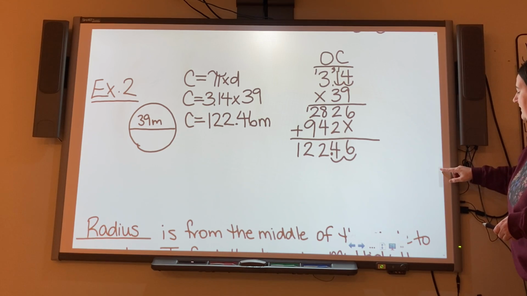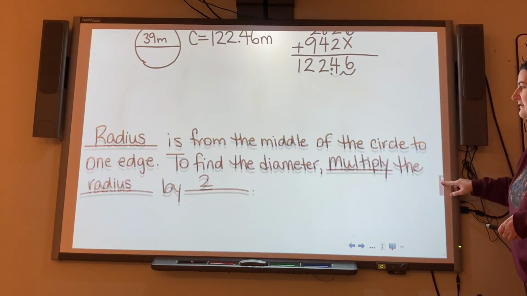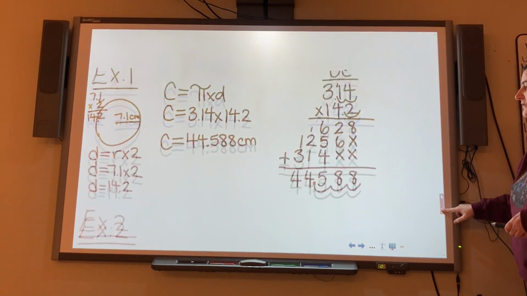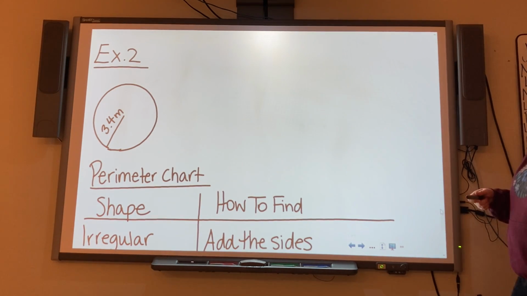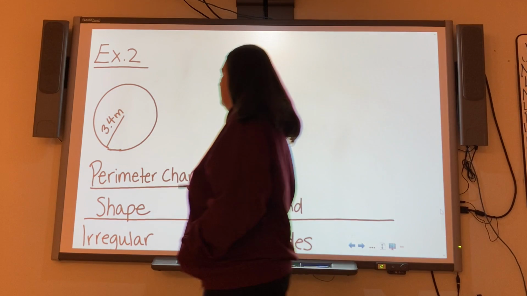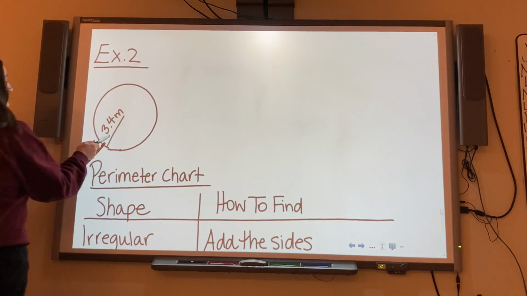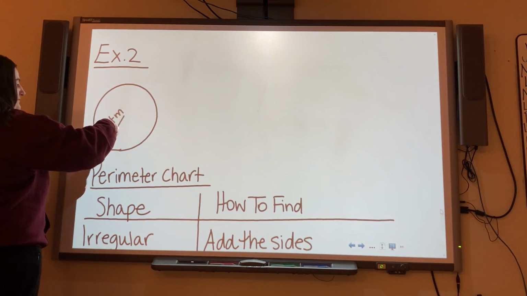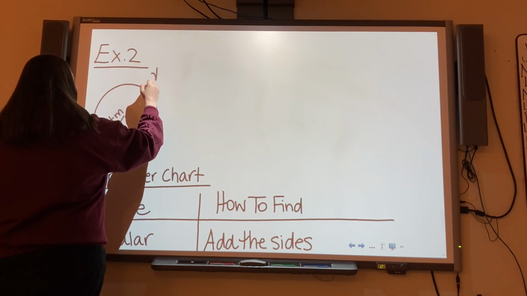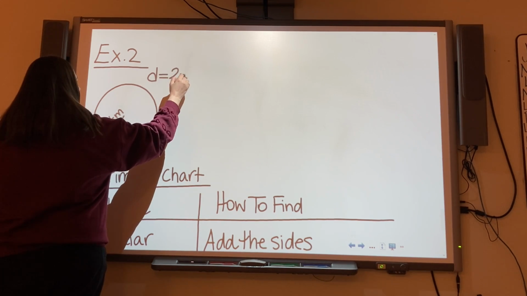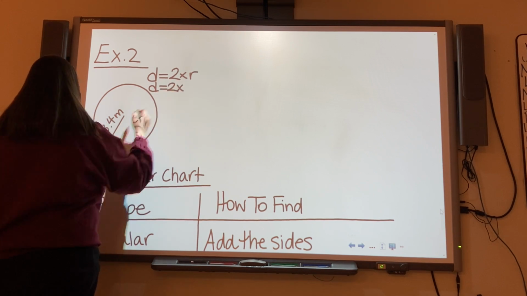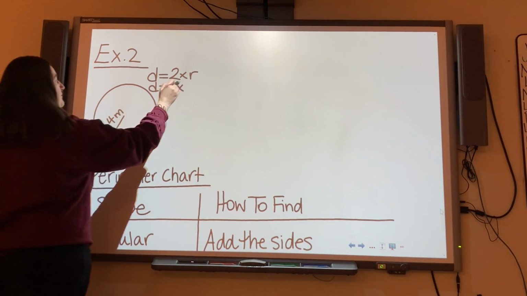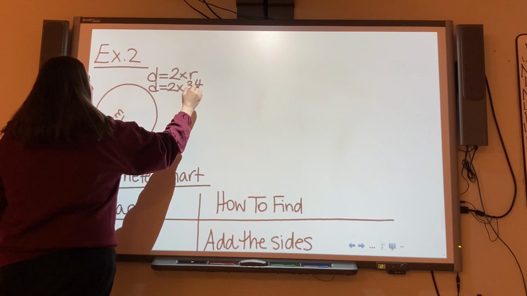All right, let's take a look at the last one that we left. Example number 2. Whoa, too far. There we go. Example number 2. This one, you have to figure out the diameter first. It only gives you the radius. So, diameter equals 2 times the radius. Diameter equals 2 times how much is the radius here? 3.4.